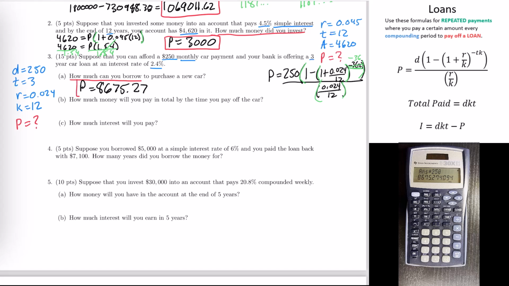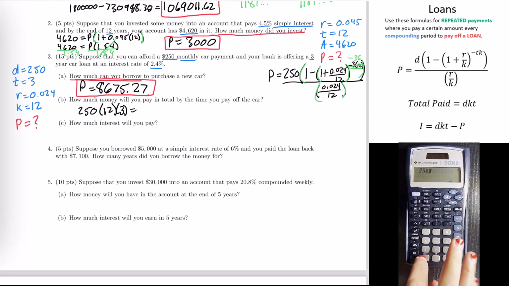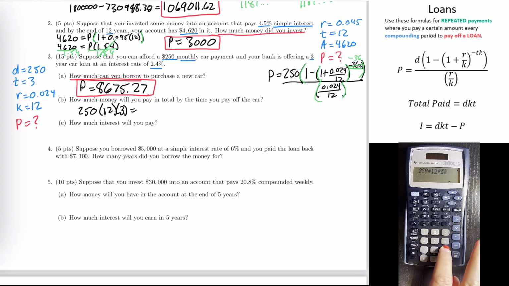So that's how much I can borrow to purchase a car. And then the next question says, how much money will you pay in total by the time you pay off the car? Well, that's just going to be my $250 monthly payment times my 12 months times 3 years. And when I do that, 250 times 12 times 3 equals $9,000. So I'm going to end up paying $9,000 in total by the end of the 3 years.